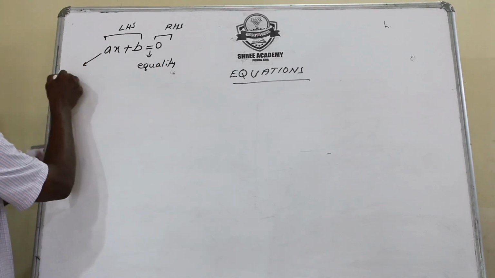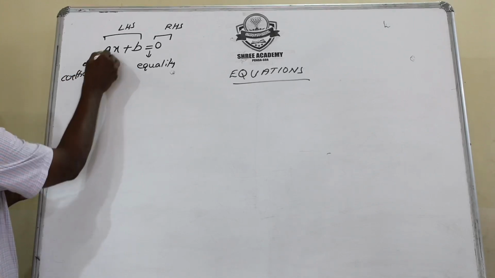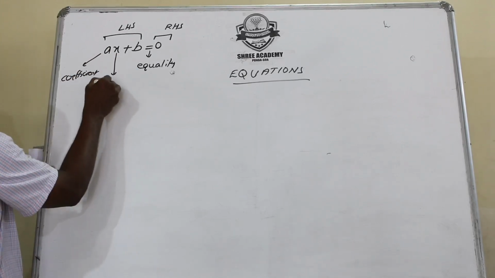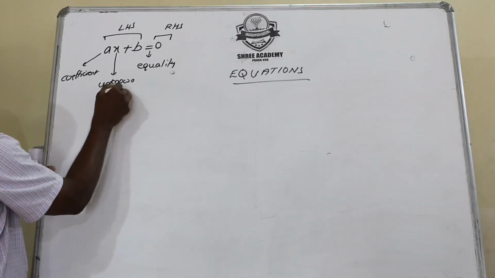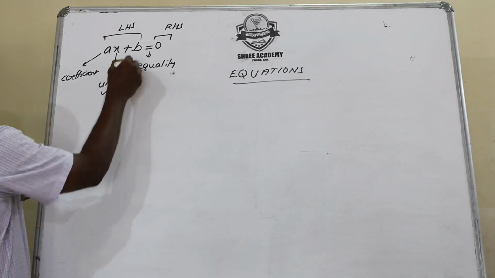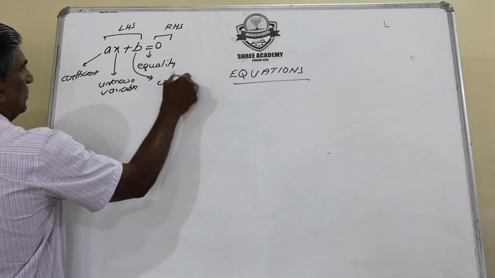This a is known as the coefficient. This x is known as the unknown or the variable, and this b is known as the constant.